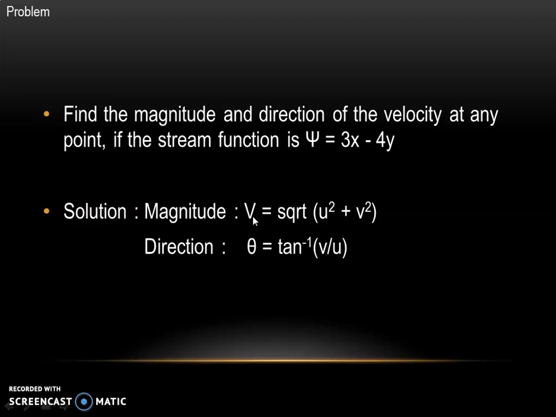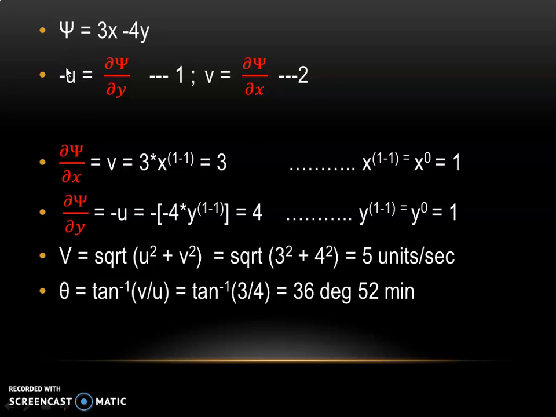So now we know to find out capital V, we need to get the value of u and also the value of v. To find out the value of u, we have got the equation for stream function given as psi equal to 3x minus 4y, and now we will try to use the equation which relates u and psi. Similarly, we will use equation which relates v and psi. So the equation which relates u and psi is minus u equal to dou psi by dou y. Similarly, the equation which relates v and psi is v equal to dou psi by dou x.